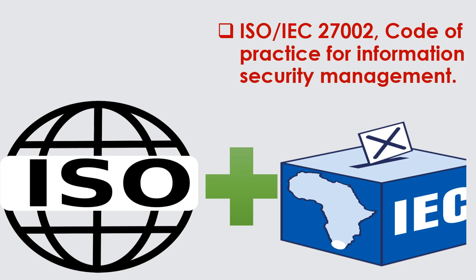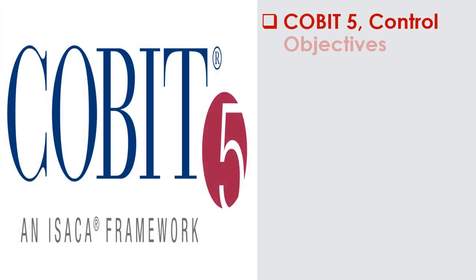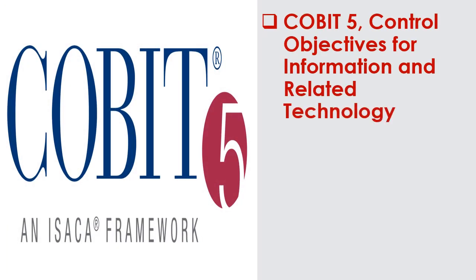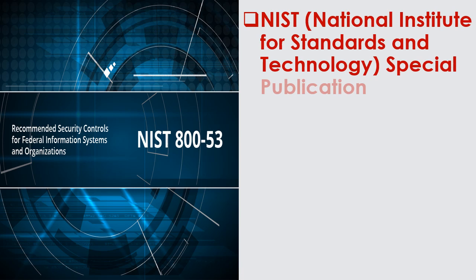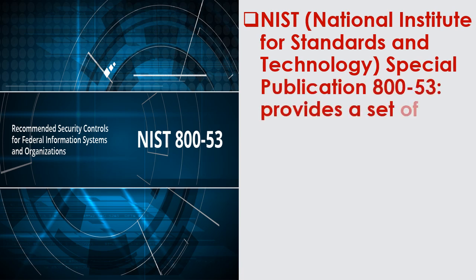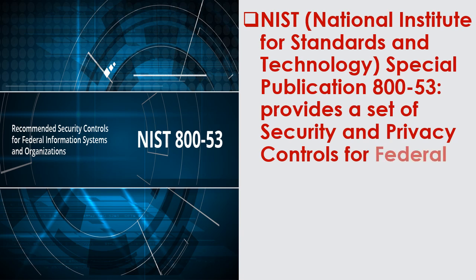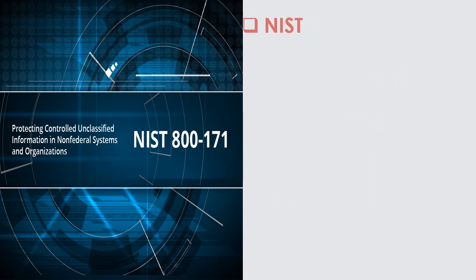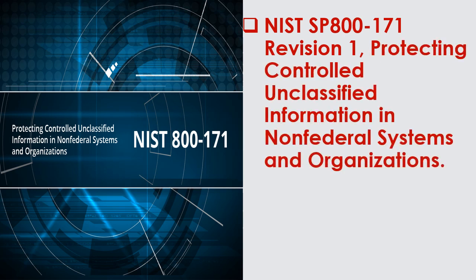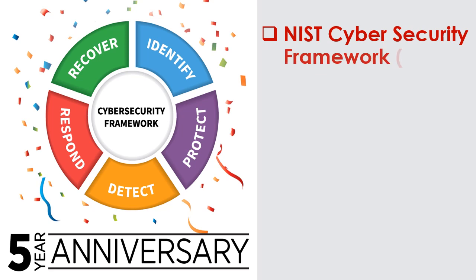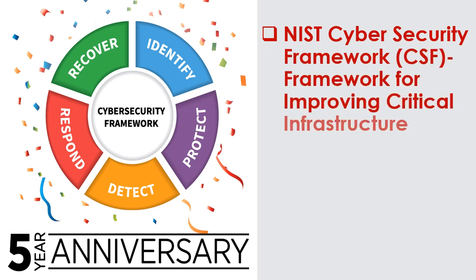ISO/IEC 27002, Code of Practice for Information Security Management. COBIT 5, Control Objectives for Information and Related Technology. NIST, National Institute for Standards and Technology, Special Publication 800-53, provides a set of security and privacy controls for federal information systems and organizations. NIST SP 800-171 Revision 1, Protecting Controlled Unclassified Information in Non-Federal Systems and Organizations. NIST Cybersecurity Framework, CSF, Framework for Improving Critical Infrastructure Cybersecurity.